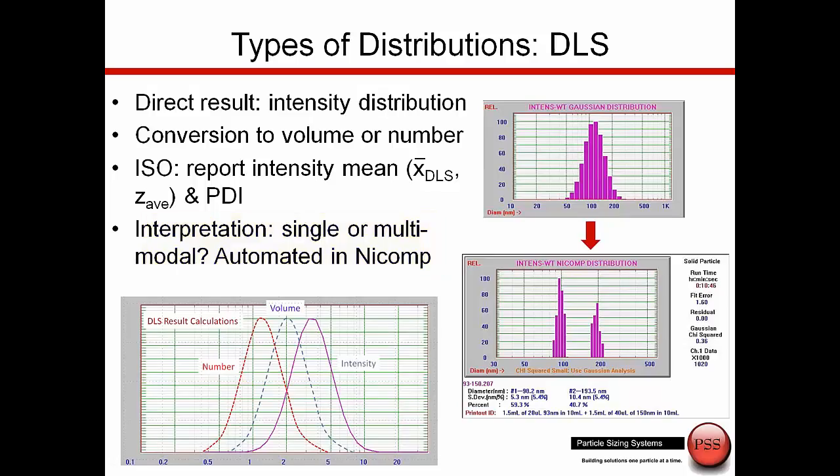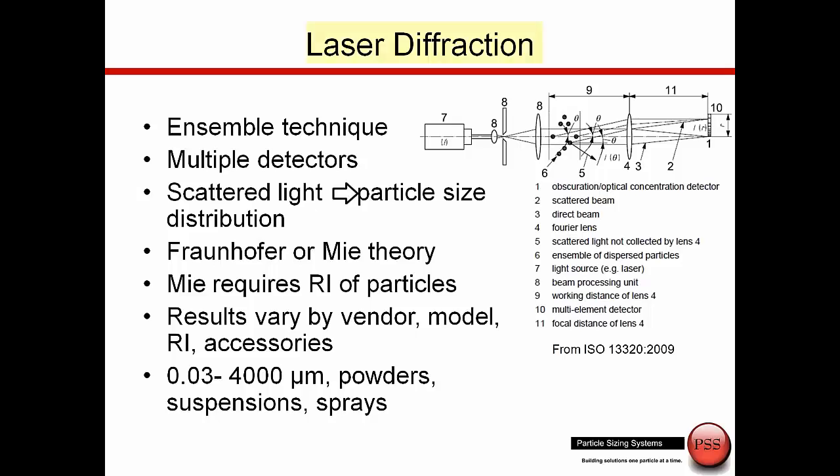using dynamic light scattering. One of the most common techniques in particle size is laser diffraction, which is an ensemble technique. Multiple particles are passing at the same time through this inspection zone, and out here we have multiple detectors at various angles. And what laser diffraction does is it looks at this light scattering, feeds it into an algorithm, and calculates the particle size distribution.